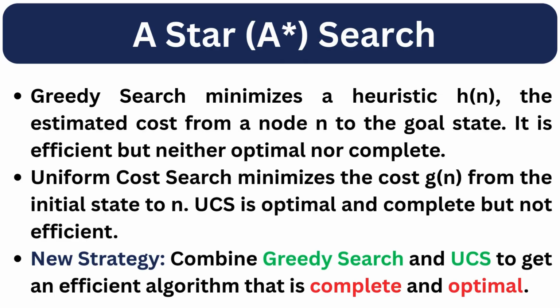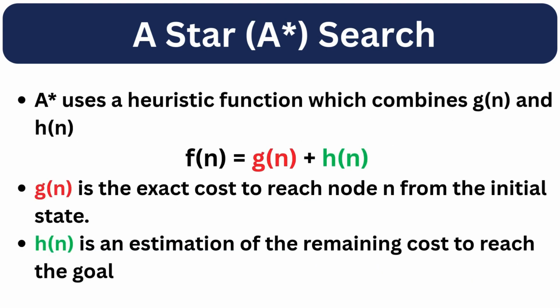So A-star combines the greedy search and uniform cost search to get an efficient algorithm that is complete and optimal. Instead of relying solely on a heuristic value, the A-star function combines g of n and h of n. So the new function becomes f of n is equal to g of n plus h of n, where g of n is the exact cost to reach a node n from the initial state, and h of n is an estimation of the remaining cost to reach the goal.